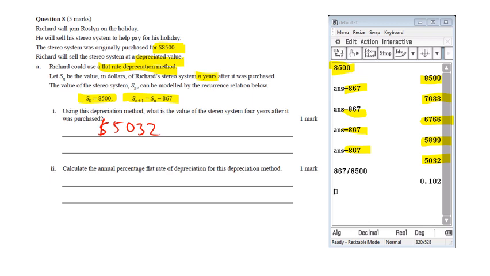Okay, so every year it goes down $867 on the 8,500. So you take one divided by the other, and you get 0.102. So you just have to times that by 100. So 0.102 times 100, and you'll get 10.2%, and that's your answer.